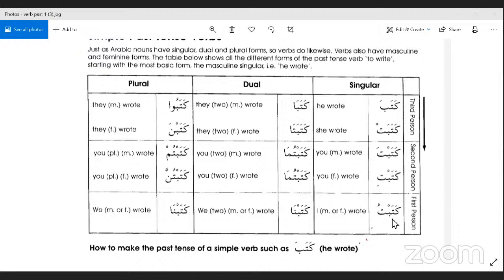So katabtu, it's for both genders, first person, singular, and it's showing that the first person is performing the action. So katabtu is going to be one, male or female, wrote. And for katabna, we wrote and we all wrote, we two wrote and we all wrote, the same for male and female. Excellent.